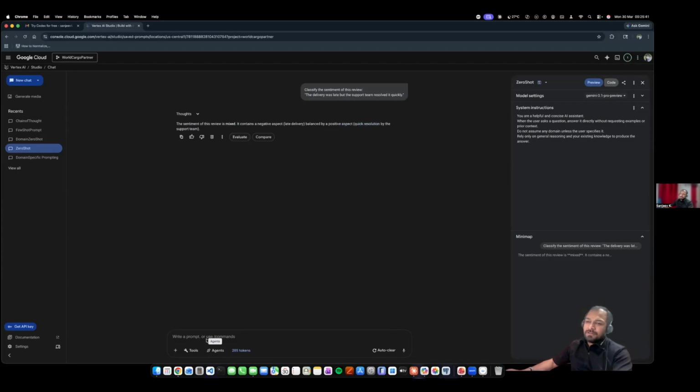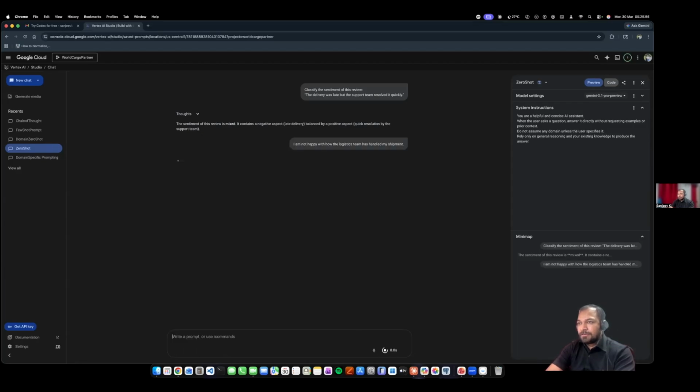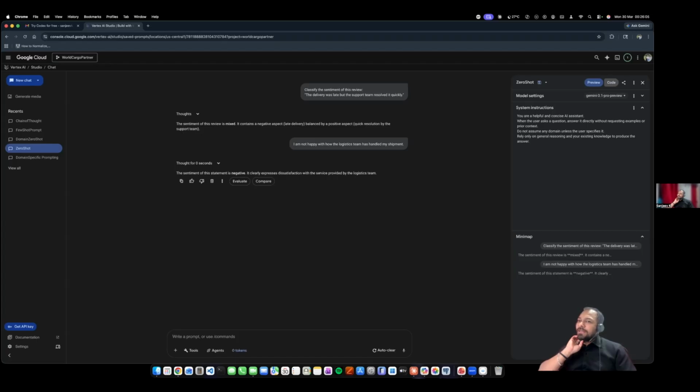Now let us say I'll just send the user input now. I am not happy with how the logistics team has handled my shipment. Okay, I did not give the prompt again. I just gave the user input now. Now the model is going to look at it, and then it has come back with the answer. See, the sentiment of the statement is negative.